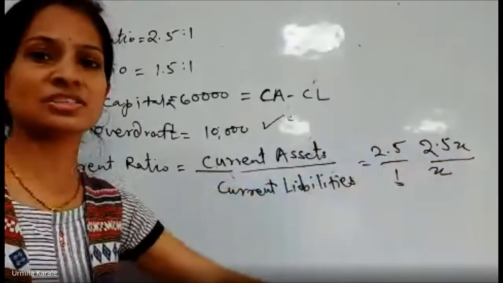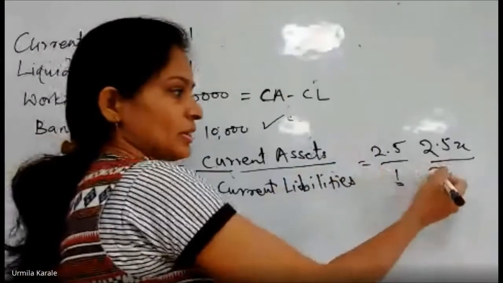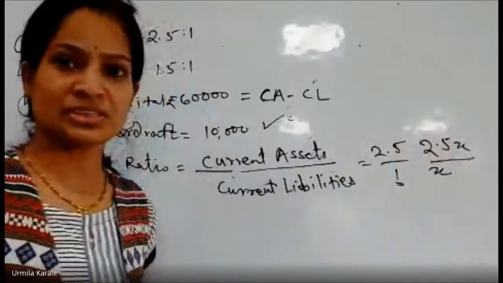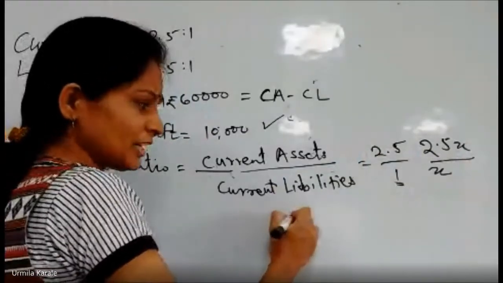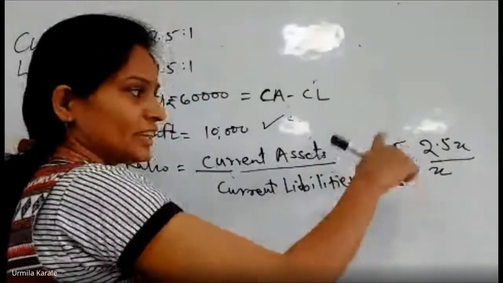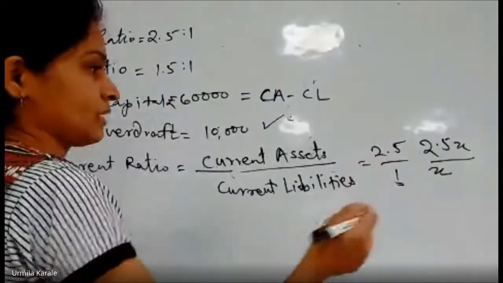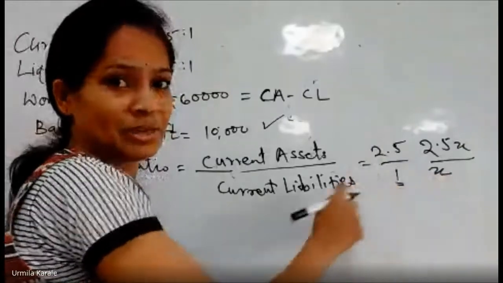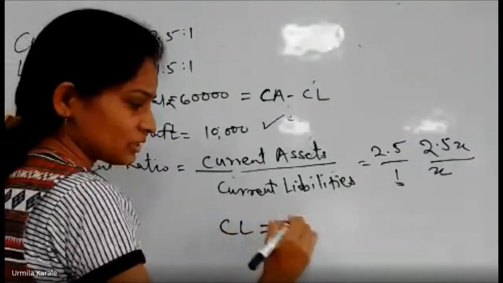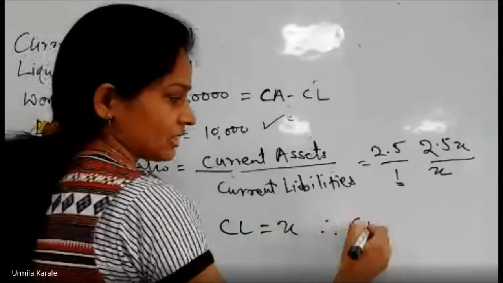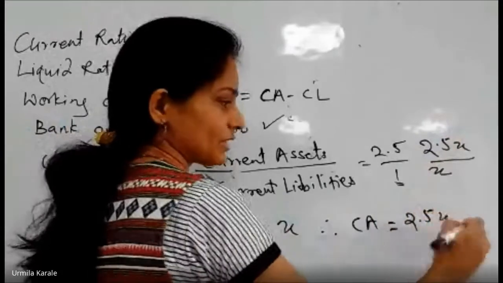If not, you can just multiply each by x, right? So this will become x and this will become 2.5x. Both will be fine, right? So you can write here by multiplying x to the equation. That's how we can write. Or you can also write current liability equals to x. Suppose current liability equals to x, then current assets is 2.5 times more. So it will be 2.5x now.